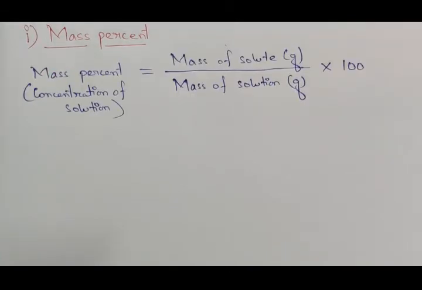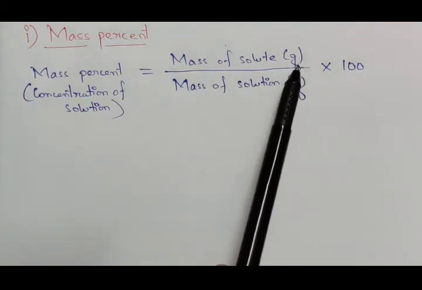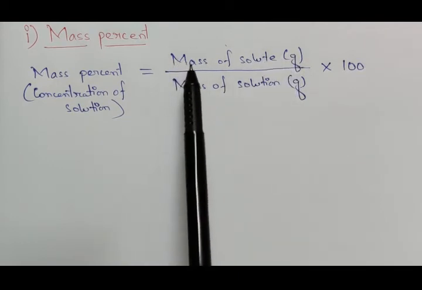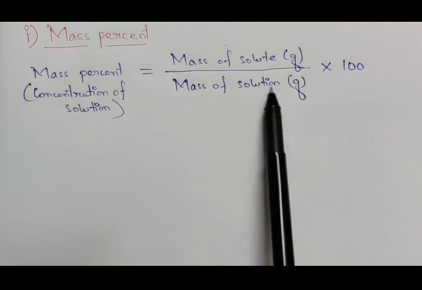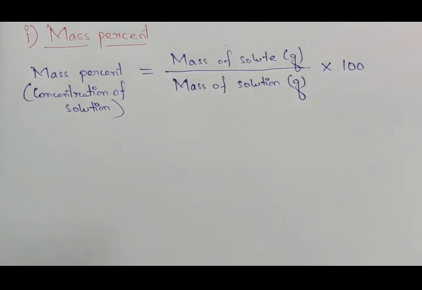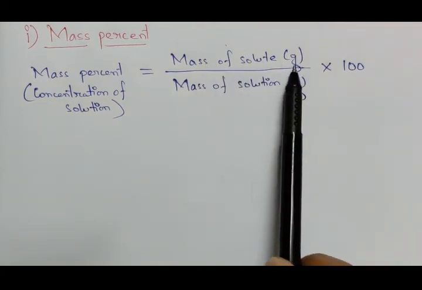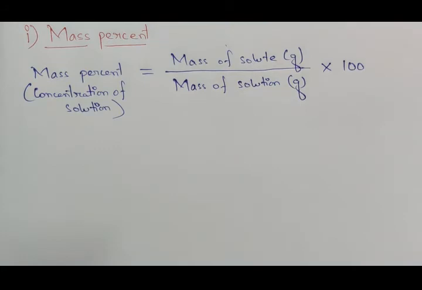So the concentration of the solution, that is the mass percent, is given in this way. It is the mass of solute represented in grams by the mass of solution. Here it is the solution, keep it in mind. That means it is the sum of solute and solvent. So mass of solute by mass of solution into 100. In this way we can represent the mass percent of a particular solution.